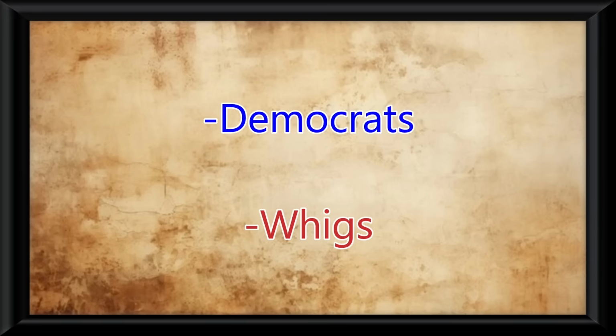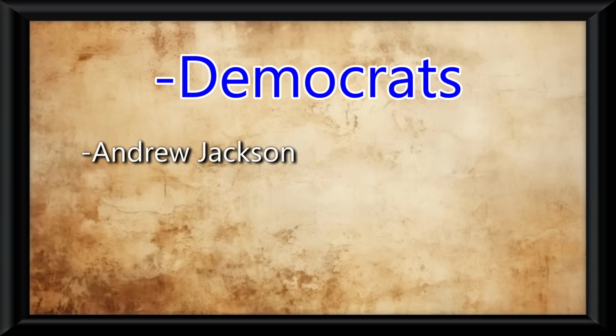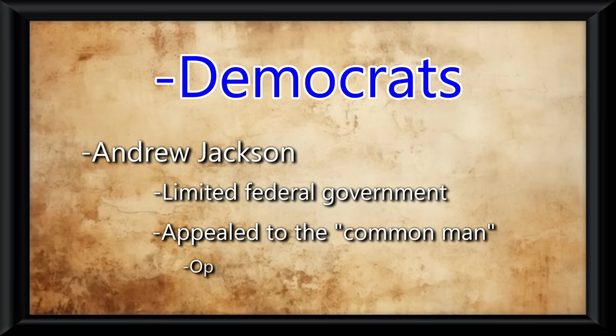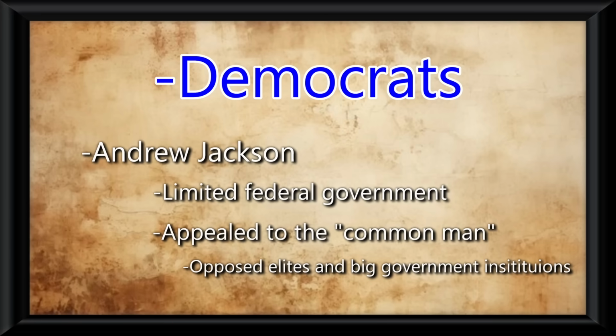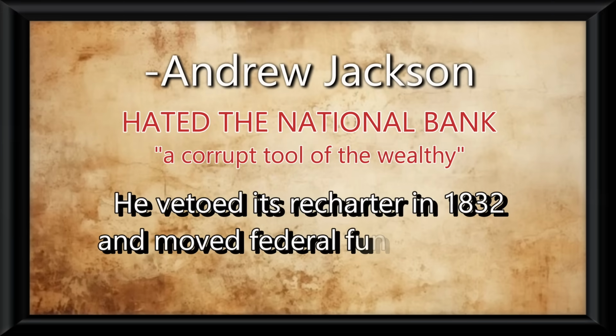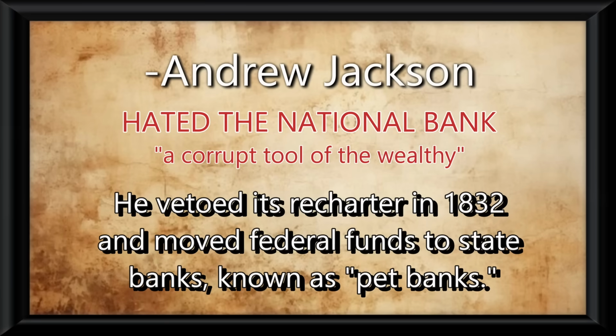So new political parties emerged in the 1820s and 1830s. On one side, you had the Democrats led by Andrew Jackson, who believed in a limited federal government. Jackson was all about the common man, opposing elites and big government institutions. He famously hated the National Bank, calling it a corrupt tool of the wealthy. He vetoed its recharter in 1832 and moved federal funds to state banks, known as pet banks.